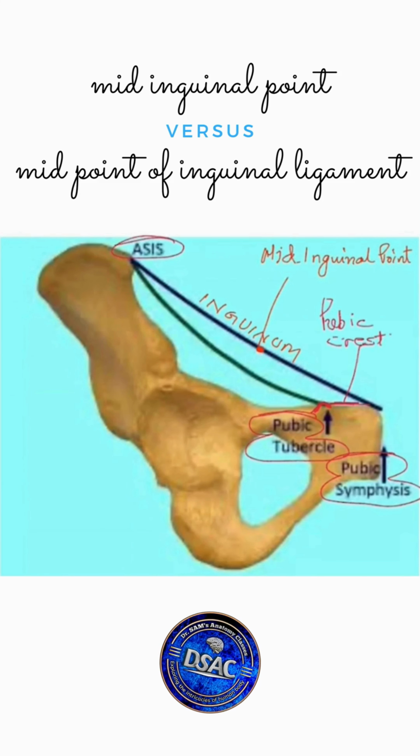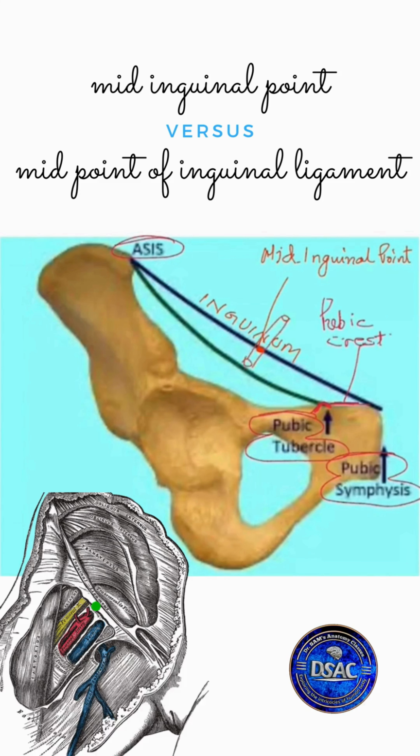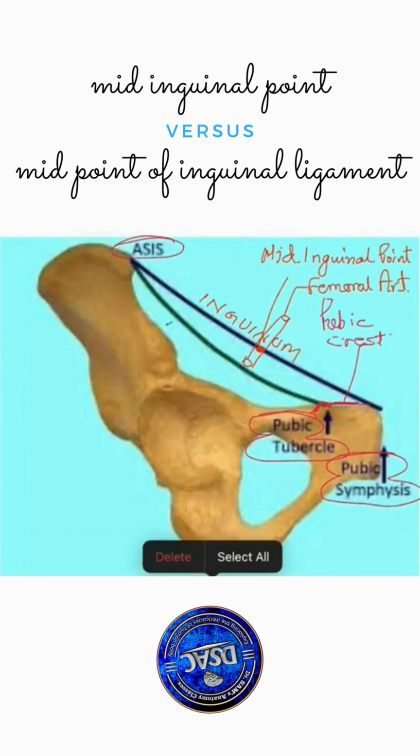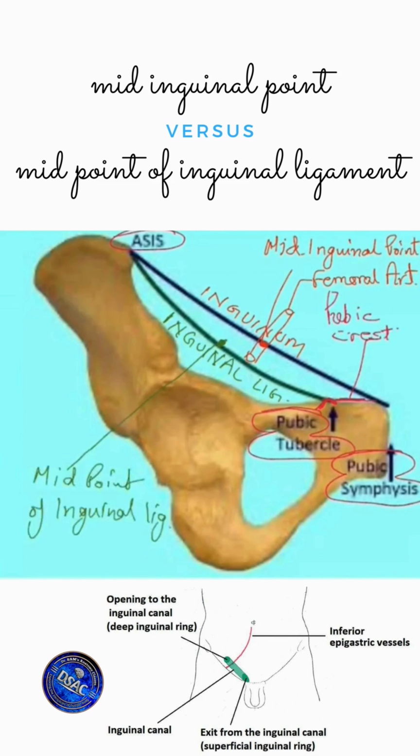If it's asked what structure passes below the mid-inguinal point, then you will say that it is the femoral artery that passes below the mid-inguinal point. Then what you're seeing is another structure in green color. From ASIS till pubic tubercle, there is a ligament. This ligament has a slight convexity downwards, and this is called inguinal ligament. So there will be a point somewhere here. This point will be called midpoint of inguinal ligament.